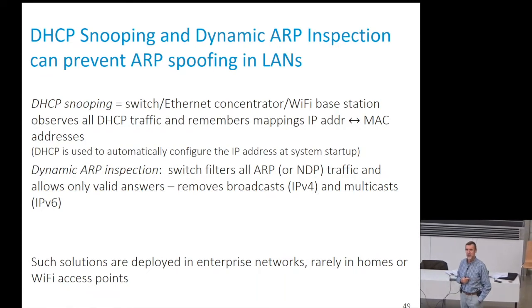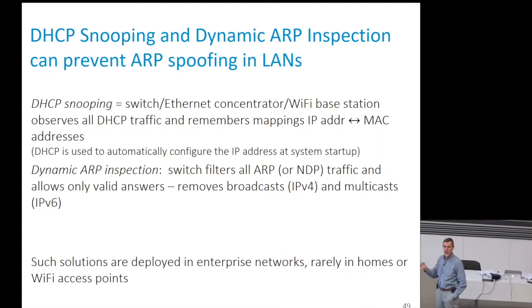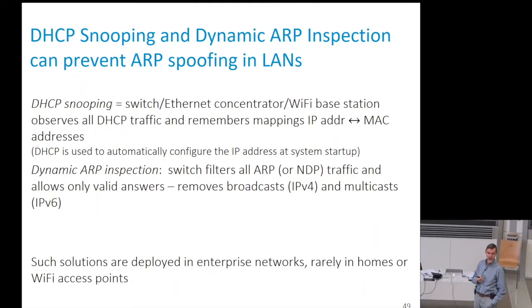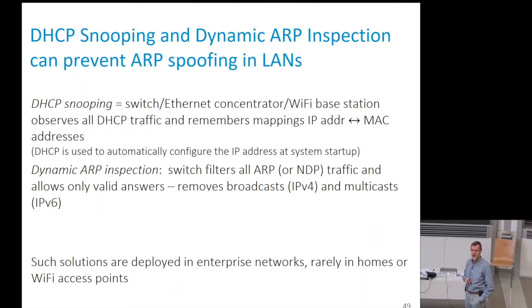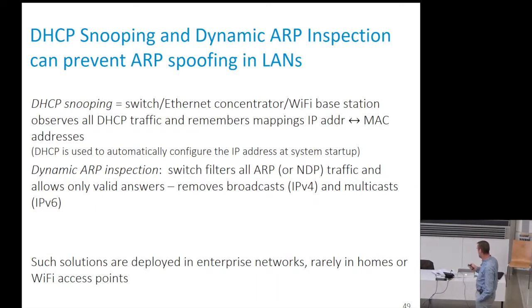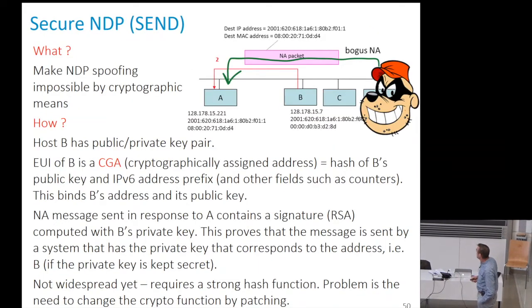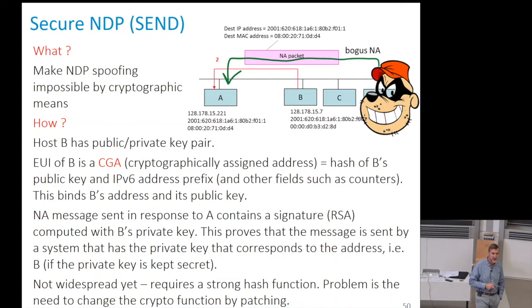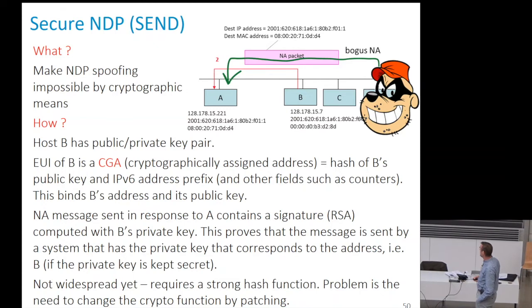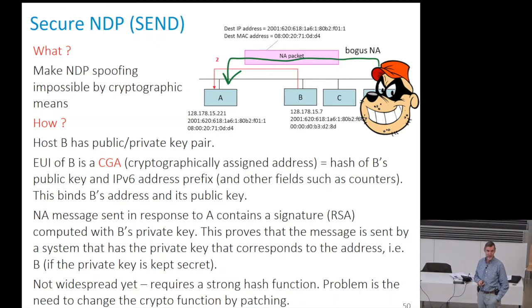from this port. For example, if you have a bogus guy that is responding with an ARP reply, and you see the MAC source address of this guy, and you know that this is not on the port on which the legitimate user is, then you can filter this out. So it's typically deployed in enterprise networks, rarely elsewhere. There is another technique called secure NDP, which is more sophisticated and works only for IPv6, which uses cryptography.